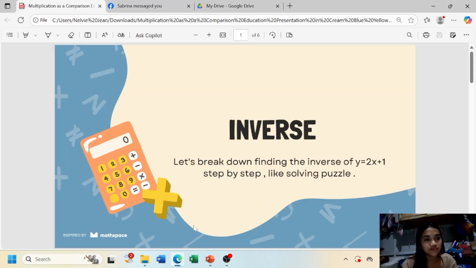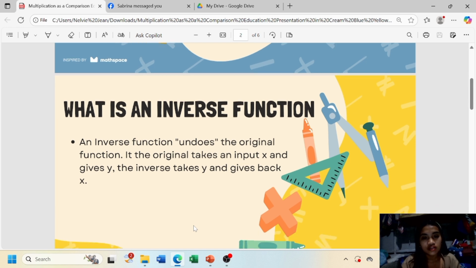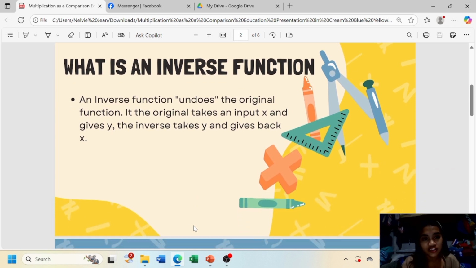So, inverse. Let's break down finding the inverse of y is equal to 2x plus 1, step by step, like solving a puzzle. So, how to find an inverse function? First, what is an inverse function? An inverse function reverses the original function. If the original takes an input x and gives y, the inverse takes y and gives back x.